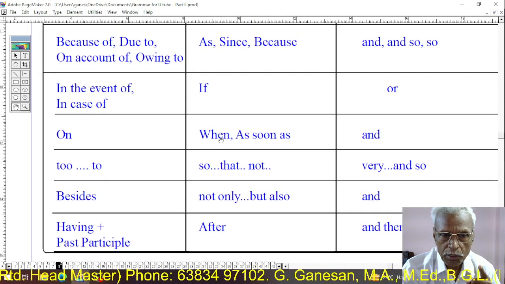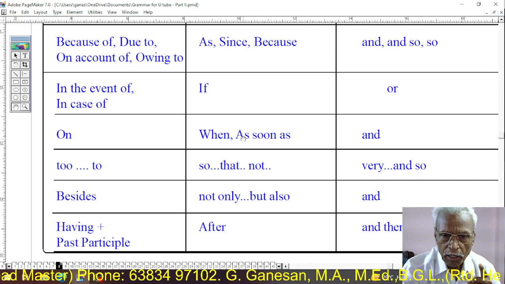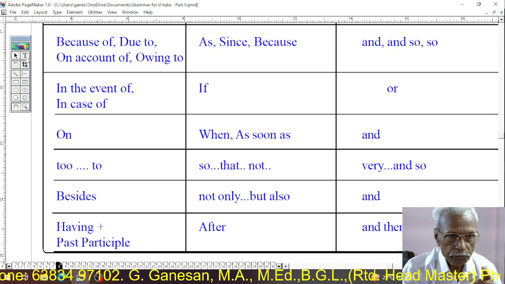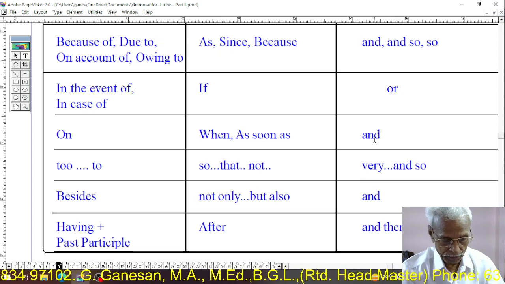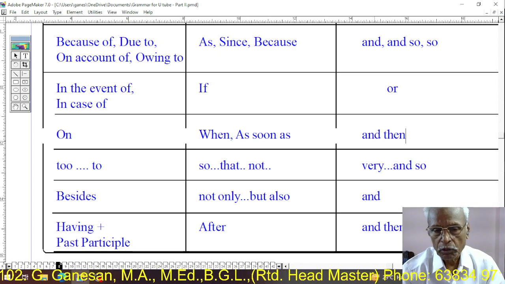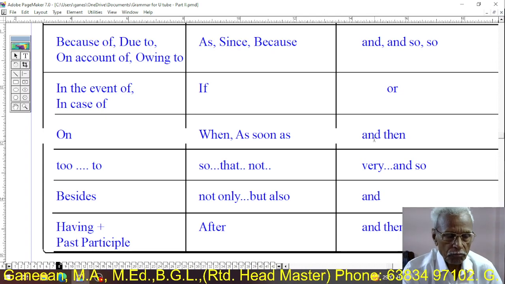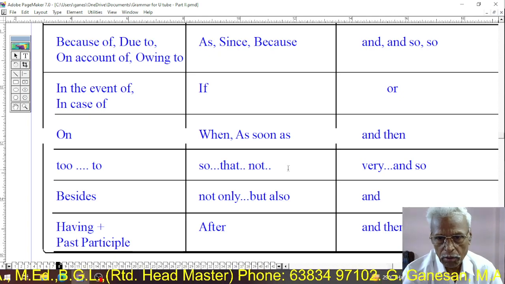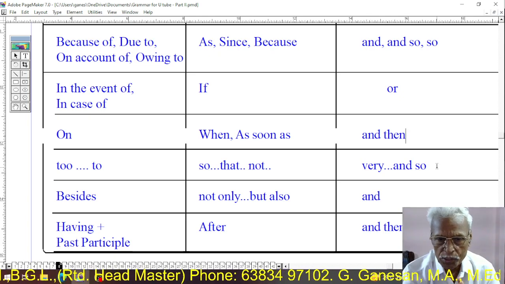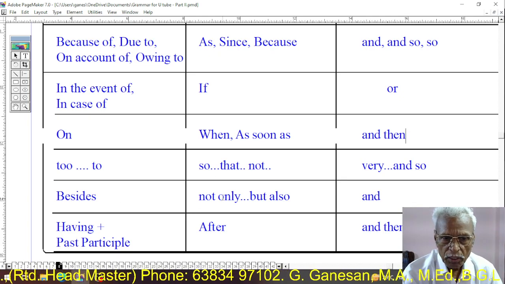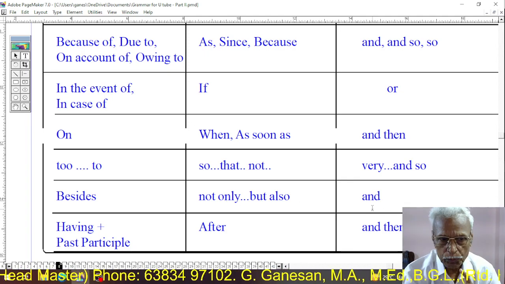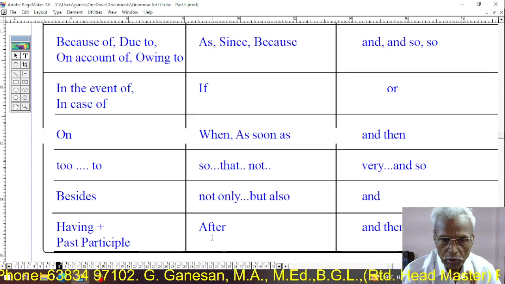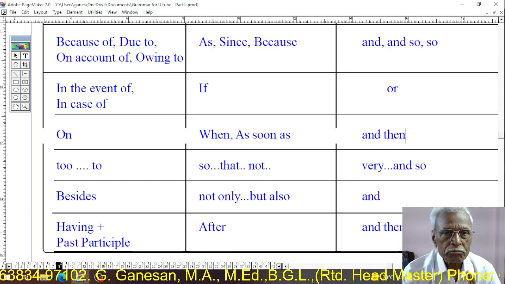On: complex conjunction when, as soon as; compound conjunction and then. To: complex conjunction so that, not; compound conjunctions are and so. Besides: complex, not only but also. And having plus past participle: after, and then.